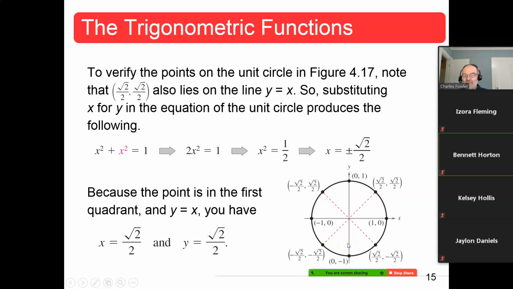So because the point that we're talking about was in the first quadrant, we used the positive root 2 over 2, and because x was equal to y, it's also root 2 over 2. We went through that. We've done it. Been there, done that, bought a t-shirt.